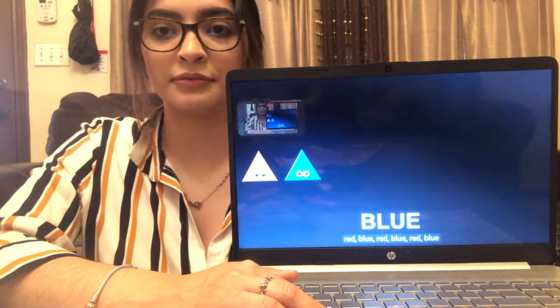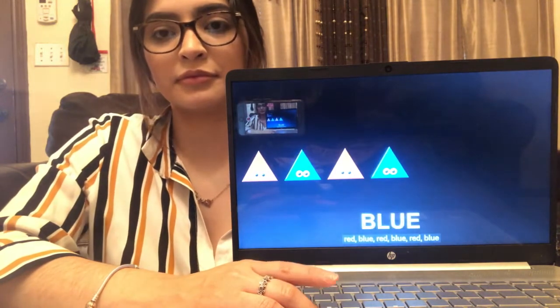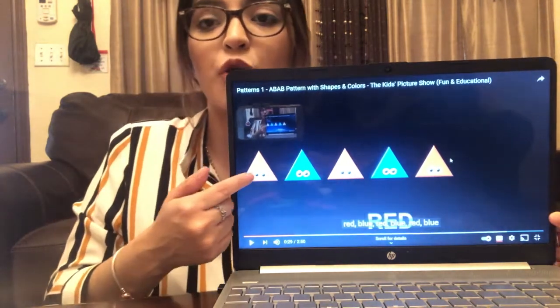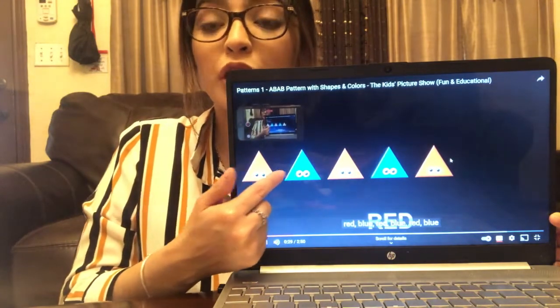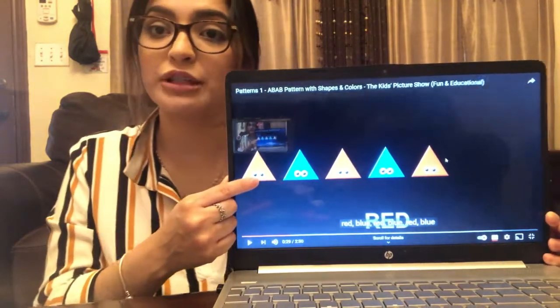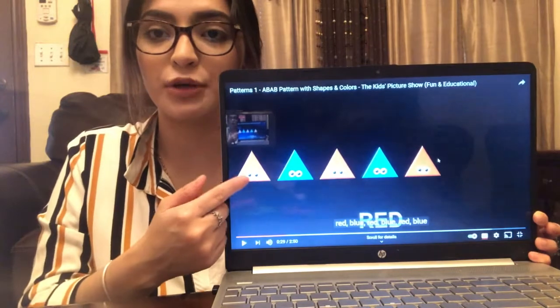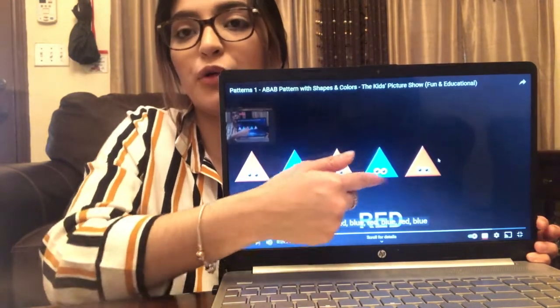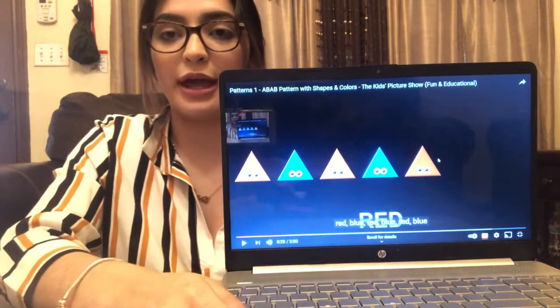Red, blue, red, blue. Okay, so in this part of the video, it's showing you two same triangles, but the only difference is the color. So it's a red, it's a blue, it's red, it's blue, it's red. Okay, so that's a quick introduction of patterns.